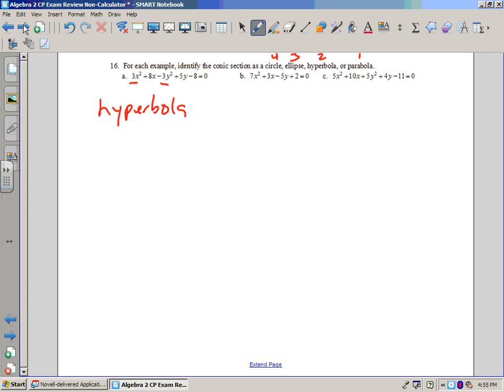For the second one, do I have an x squared and a y squared term? No, I don't. That's a parabola. And for c, I look to see, do they have an x squared and y squared term? They sure do. So it's not a parabola. Are they opposite signs? No, so it's not a hyperbola. Do they have different values? No, they're both 5. It's not an ellipse. This must be a circle.